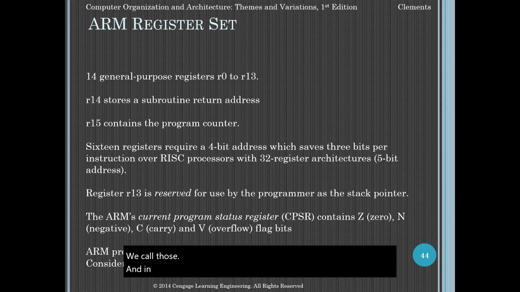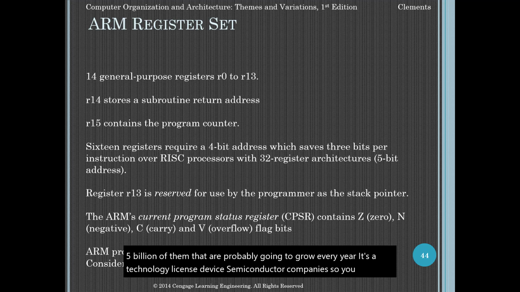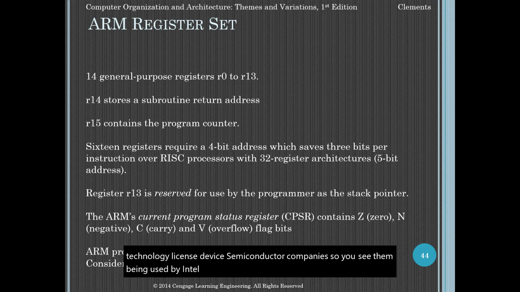We have like 8 or 10 billion ARM cores that have been built, and there's like 5 billion more that are probably going to be added every year. It's a technology licensed by semiconductor companies, so you see them being used by Intel, Freescale, Texas Instruments, Philips, Fujitsu, Sony. You've probably got at least 3 of them in your house.